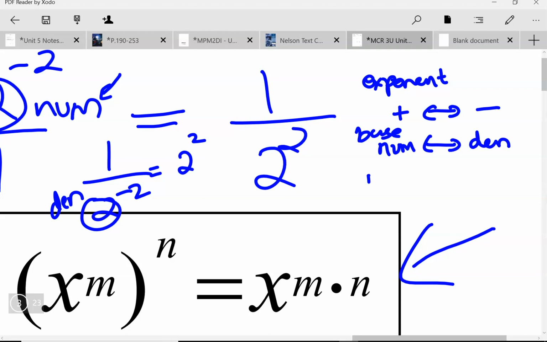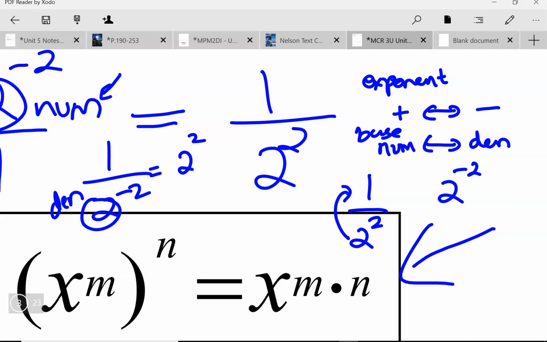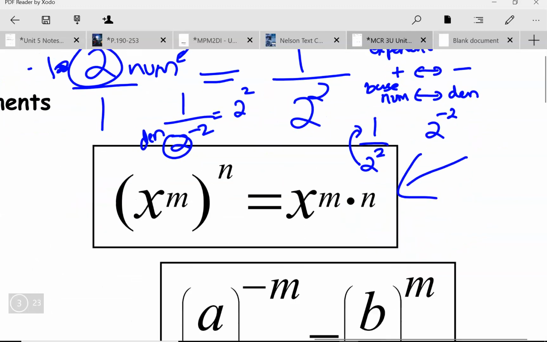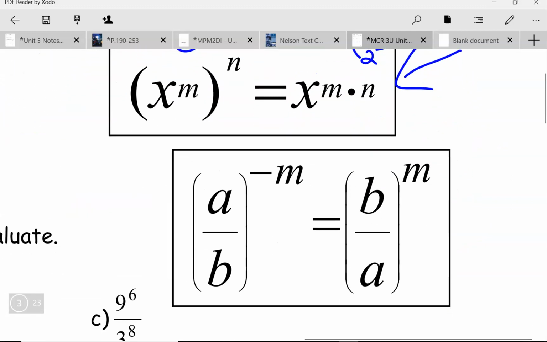And of course, this can be written even if we have 1 times 2 to the 2, right? I'm going to move this base to the numerator, and I'm going to change the sign of the exponent. So that's really what we're doing here. We're moving the base from numerator to denominator, and we're changing the sign of the exponent from positive to negative or negative to positive. If it's just one number, it's easy because there are invisible ones. If it's a fraction with a negative exponent, it kind of works.